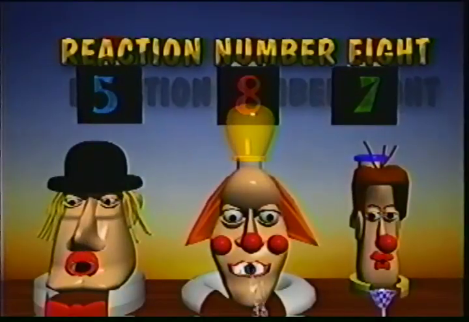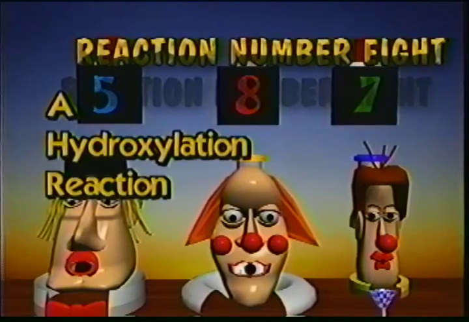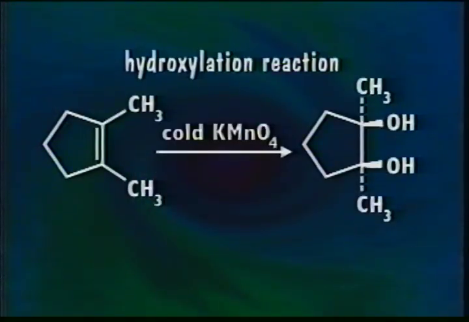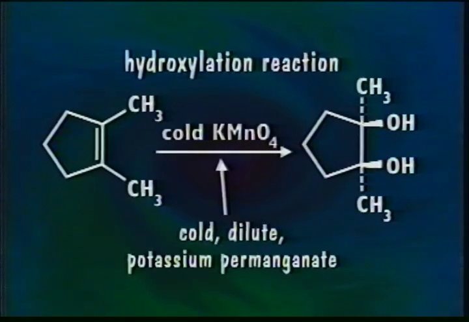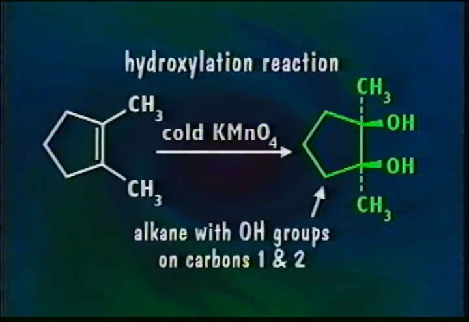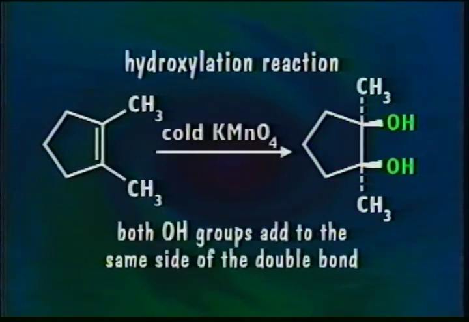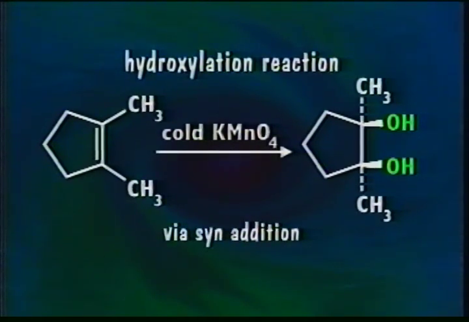Reaction number 8, a hydroxylation reaction. Basically, in a hydroxylation reaction, 2 hydroxyl groups add to the 2 carbons of the alkene double bond. All of this takes place with the help of the reagent cold dilute potassium permanganate, KMnO4. This produces an alkane with hydroxyl groups on carbons 1 and 2. Both of the OH groups are added on the same side of the double bond via syn addition.